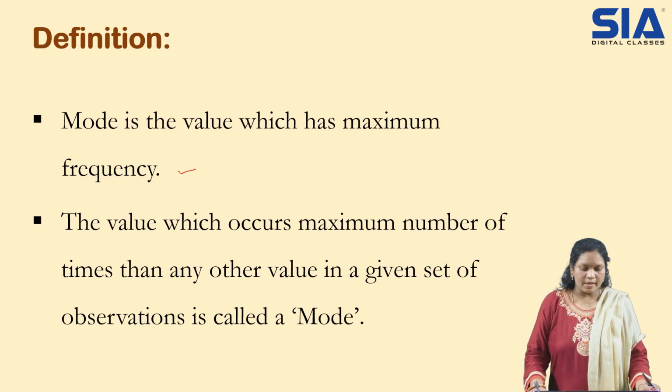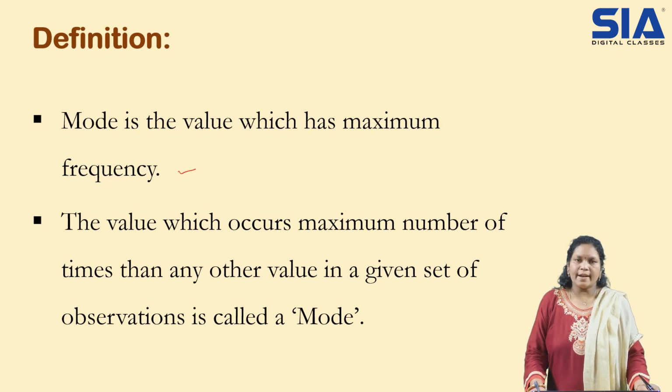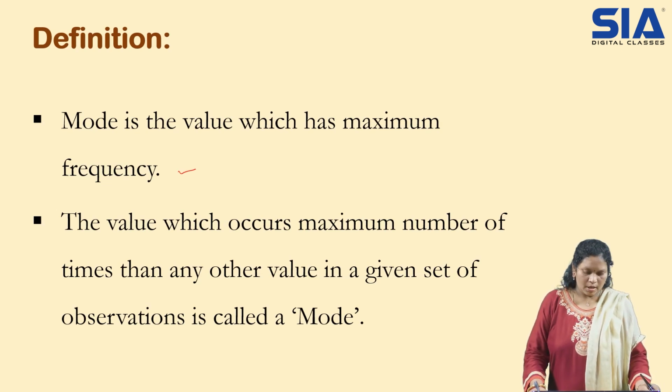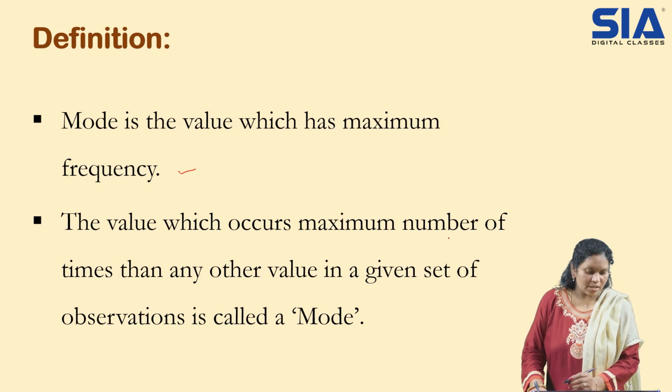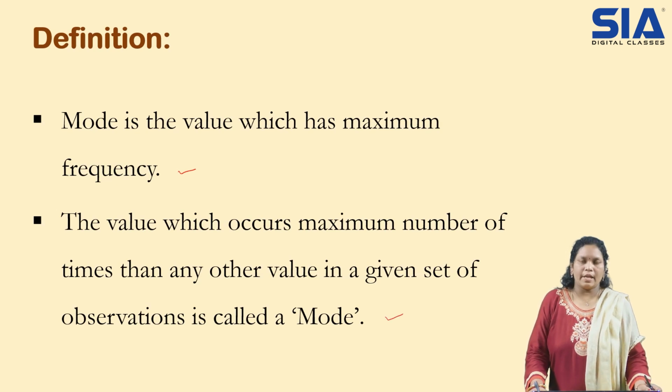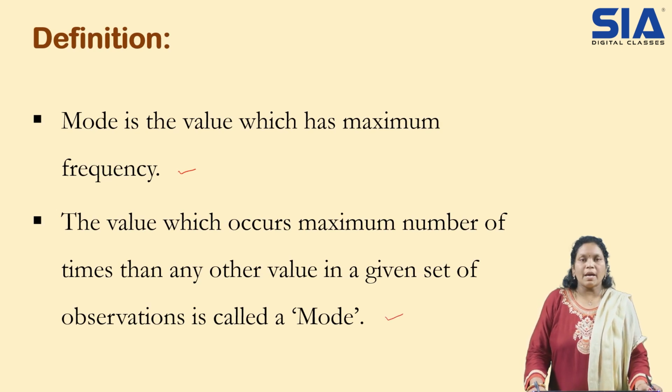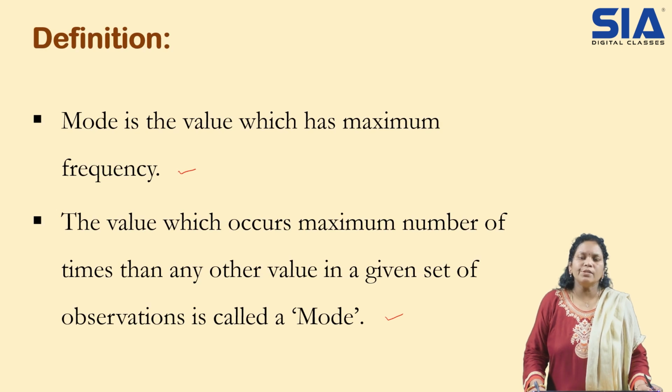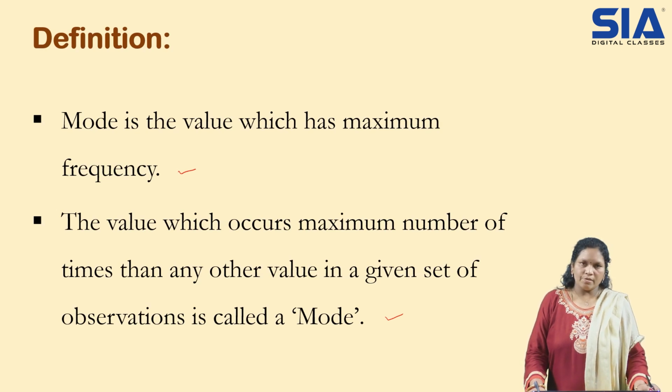In the sense, the highest value in the given data becomes our mode, or the value which occurs the maximum number of times than any other value in the given set of observations is called mode. So nothing but the most repeated value. So either it becomes a maximum value, that is the highest value, or the most repeated value in the given data.